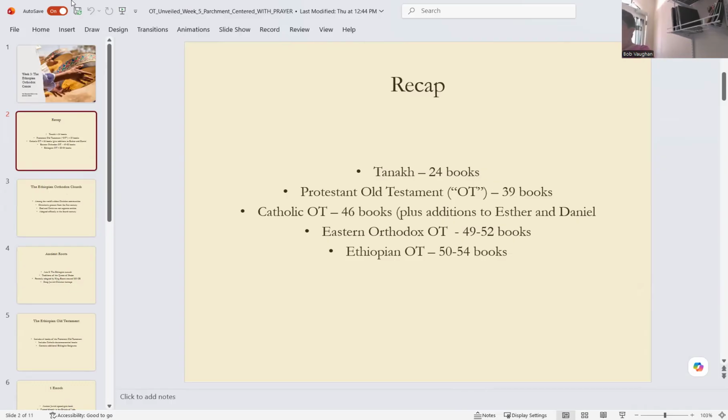So let's review what is canon. Canon is taken from a Greek word, canon, meaning measuring rod, and it's the standard by which a community recognizes which books carry divine authority. And as you can see, different Christian sects came up with a different list. So let's find out why Ethiopia has a different canon than what we do.